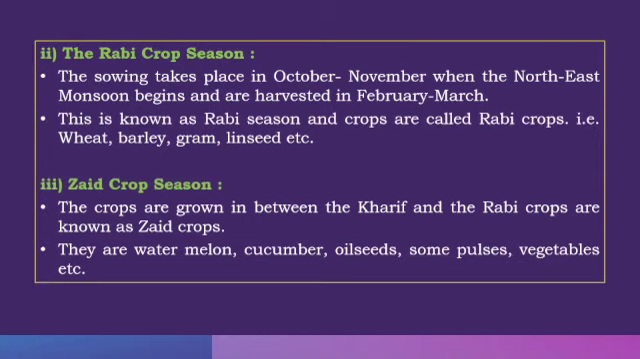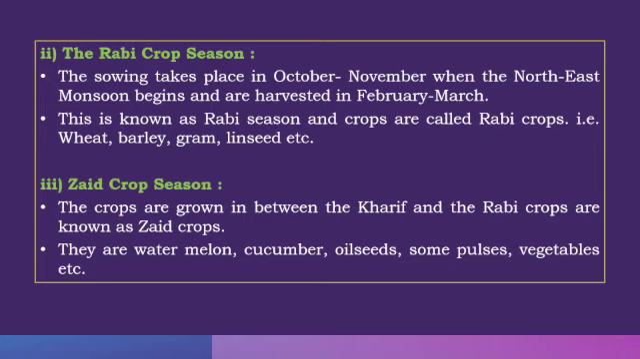The Rabi crop season. In this season, the sowing takes place in October and November, when the northeast monsoon begins, and harvested in February or March. This is known as the Rabi season, and the important crops of Rabi season or Rabi crops are wheat, barley, gram, linseed, etc.